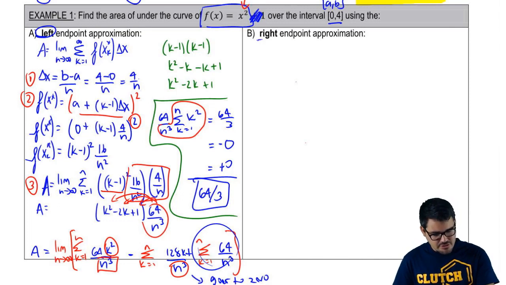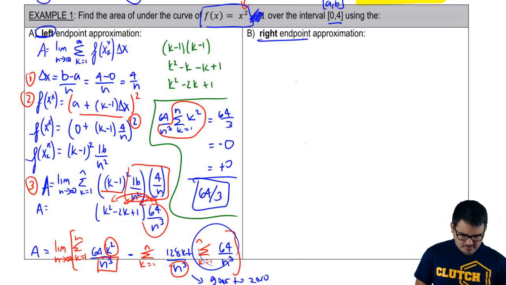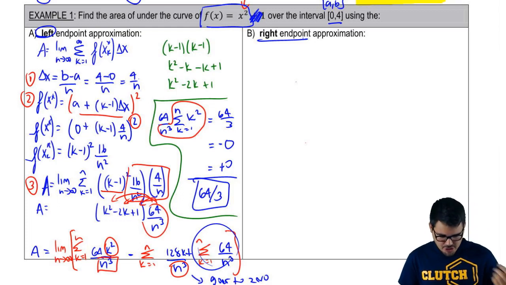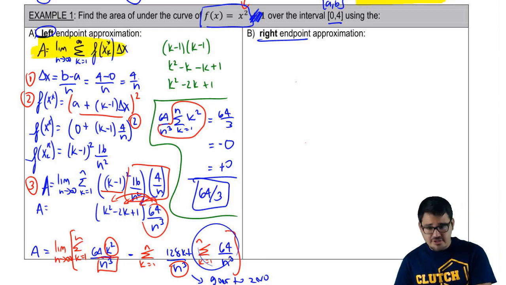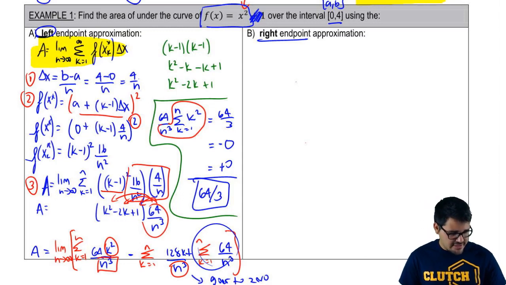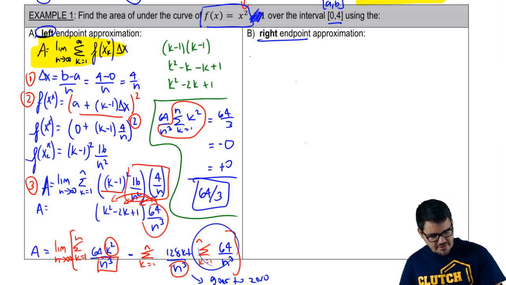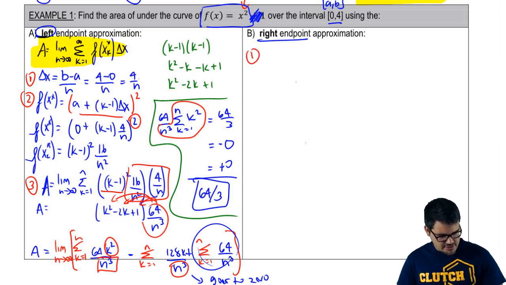So now we're going to do some right endpoint approximations in letter B. The only thing that's going to change in this problem is the fact that our xk star is going to change, right? So we're going to start off the problem the same. I'm not even going to rewrite the area equation because I'm going to use it again, so I'm just going to leave it right there. We're going to have a little more space here. Our change of x is going to be the same, but let's just do it one more time because we start off by finding our change of x. So let's go ahead and do that.